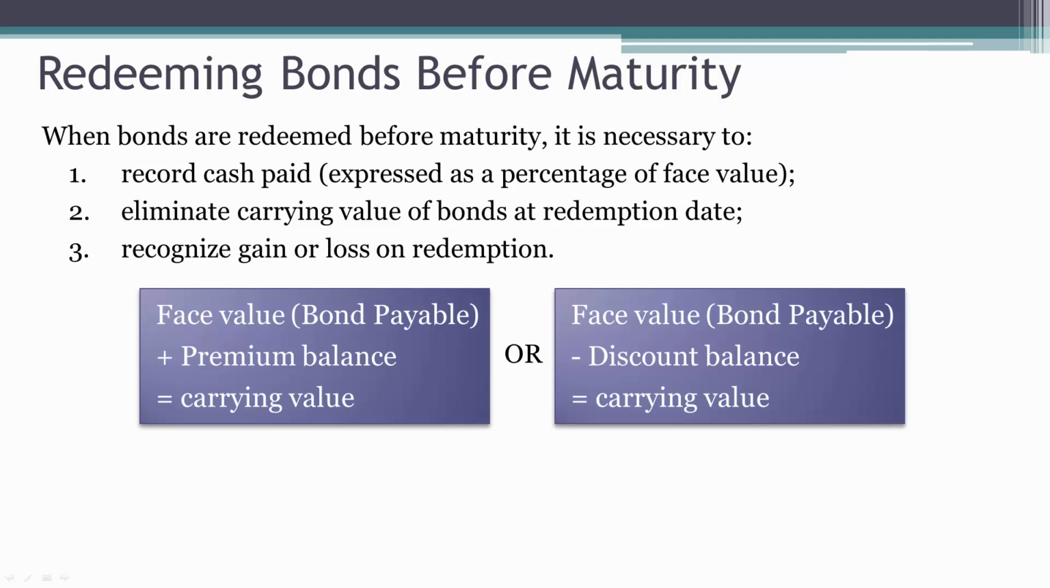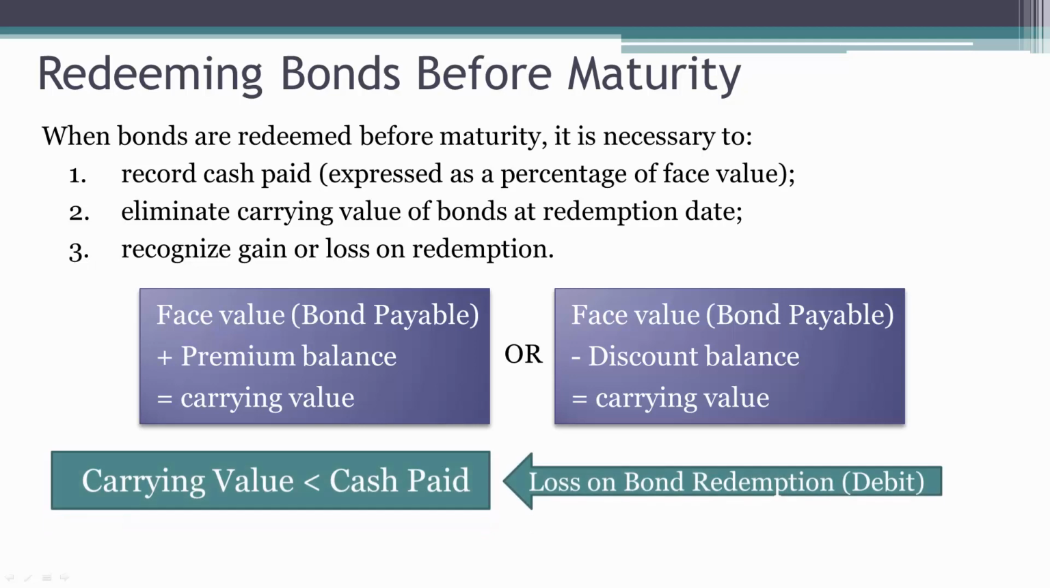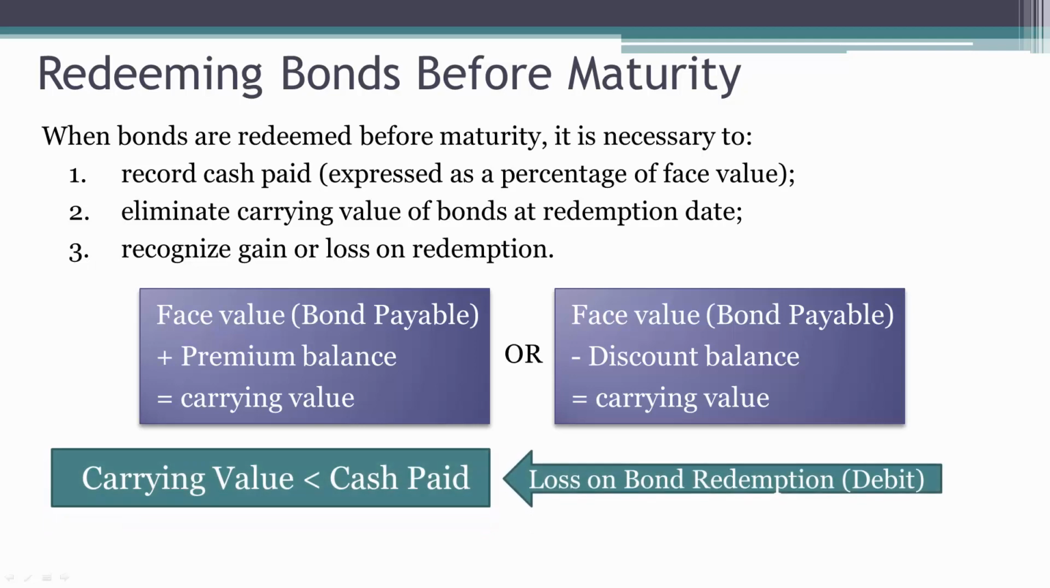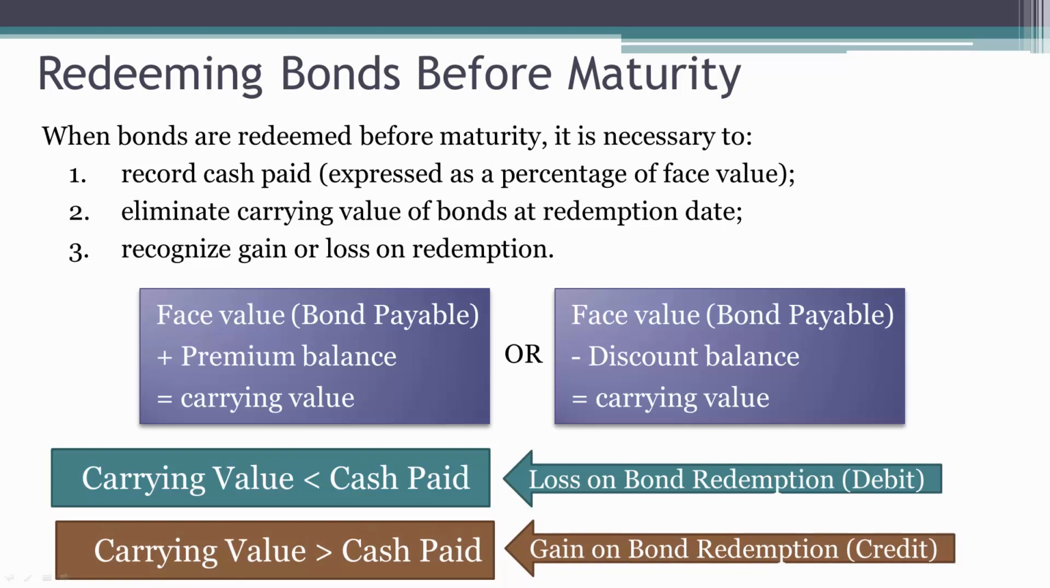And we determine the gain or the loss by comparing our carrying value to the cash that is paid. And so if the carrying value is less than the cash that they have to pay to redeem the bond, you have a loss on bond redemption. And if the carrying value is more than the cash, you end up with a gain on bond redemption.